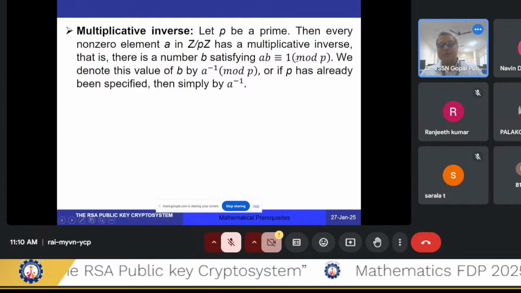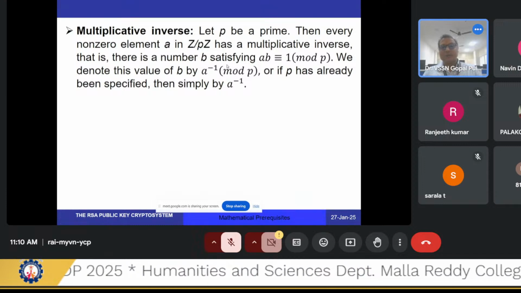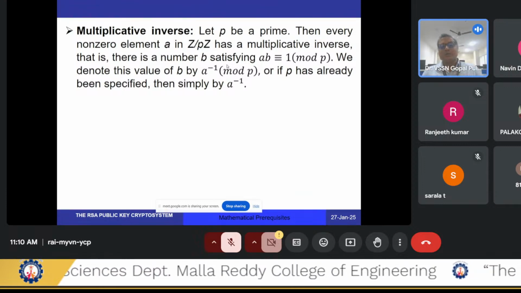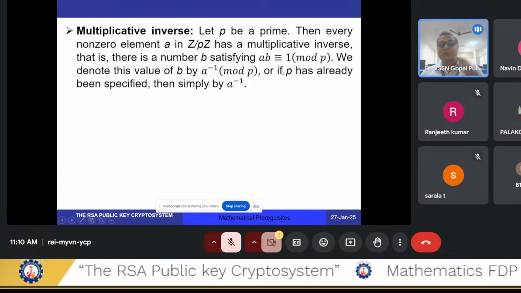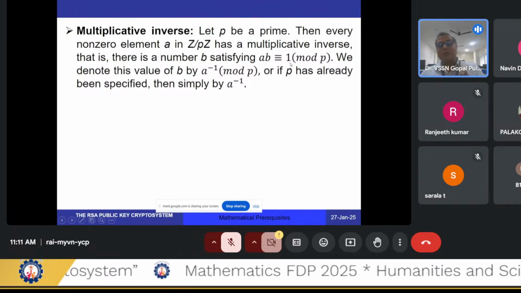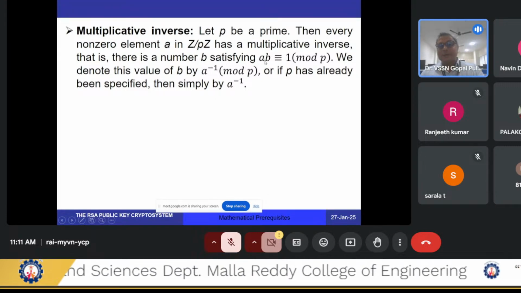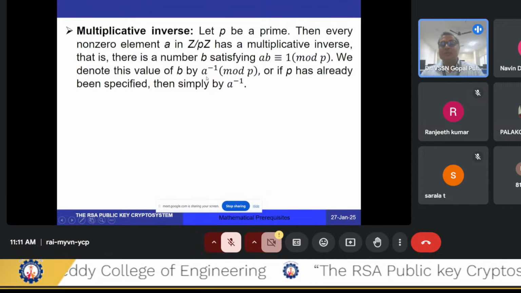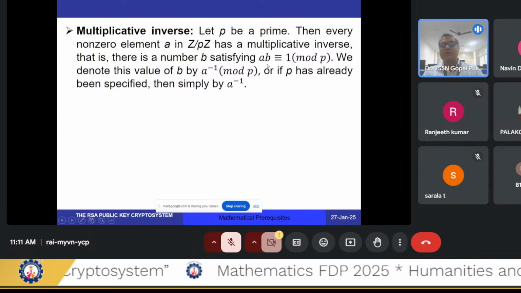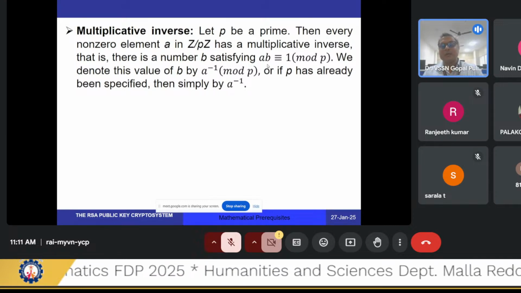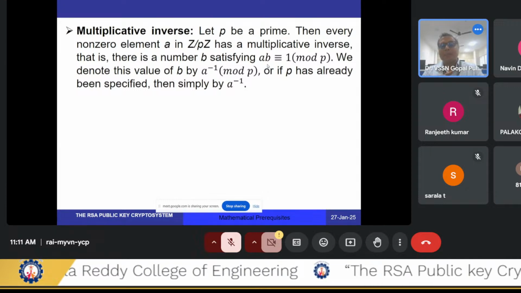So corresponding to an element a in Z upon pZ, there obviously exists some other element, say b, in such a way that the product of these two gives 1 under mod p. By this, we observe that b is the inverse of a. As you know, for a non-zero element a, a multiplied with 1 upon a gives 1, so the multiplicative inverse of a is 1 upon a.